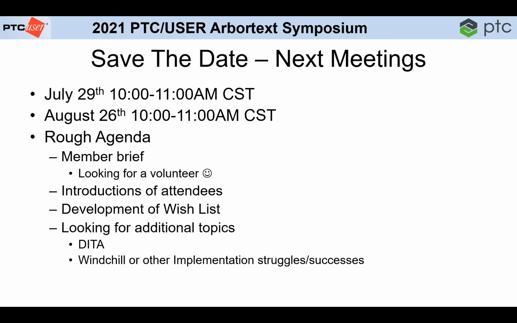We'll work on that development of that wish list. So again, we'll do this in a structured manner, but we're really looking at what types of things customers are trying to solve, and provide that feedback back to PTC. And then, of course, we're always looking for additional topics. They can be Ditto related, Windchill or other implementation, as it relates to technical authoring. So again, if you've got a topic, we're here to work with you and provide that.